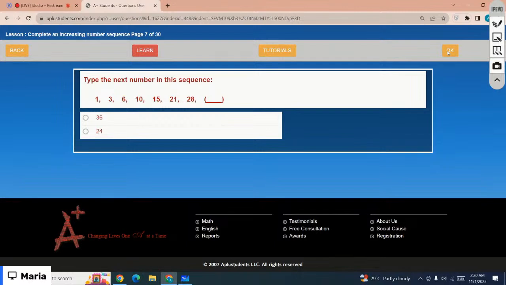Okay, type the next number in the sequence. So which is the next one in the sequence? 1, 3, 6, 10, 15, 21, 28.